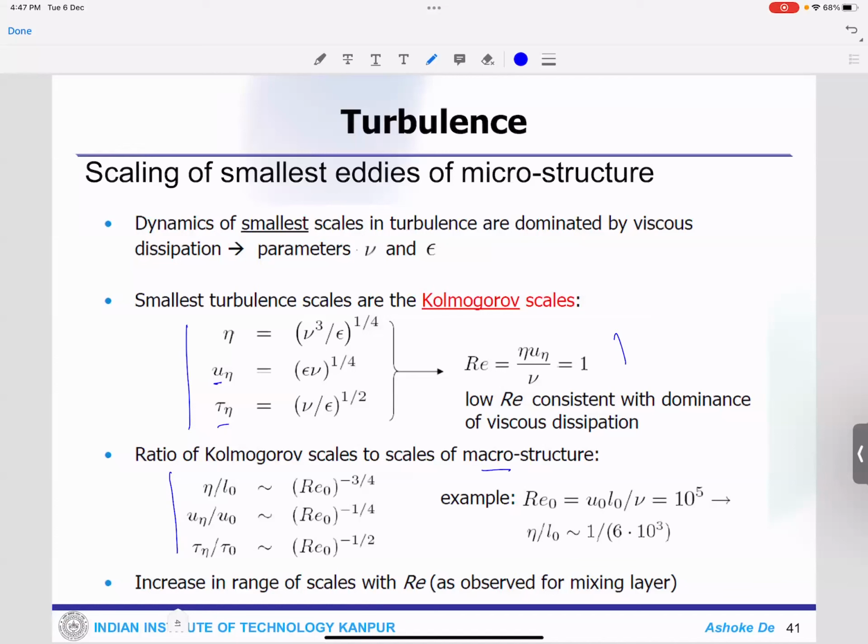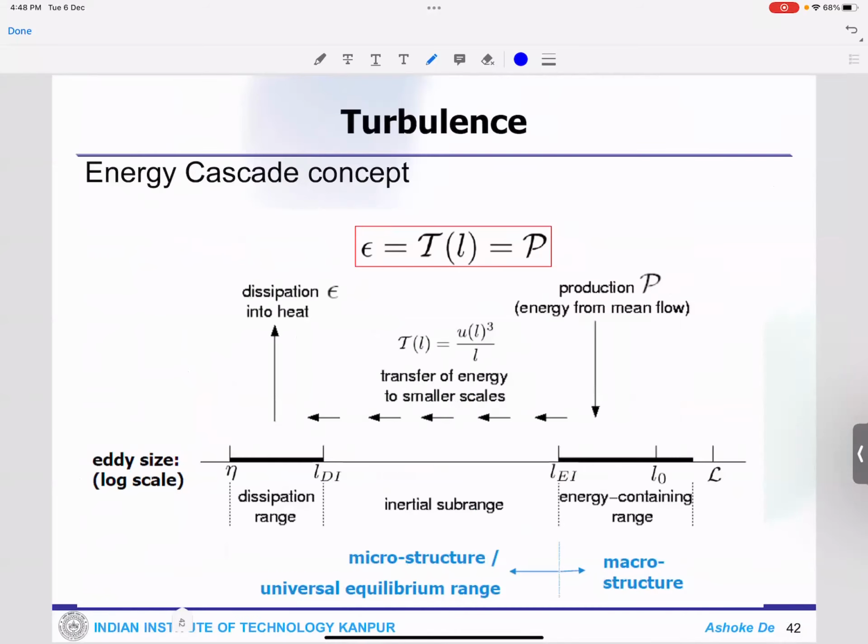So why is this scaling important? Because whenever we try to simulate, especially in modeling, the understanding of these large scale structures determines your grid size, that is, what grid is required to resolve how much of the energy. I will come to that towards the end, when I talk about turbulence modeling. So these correlations between the macro and microstructure will give you a very nice representation of that.